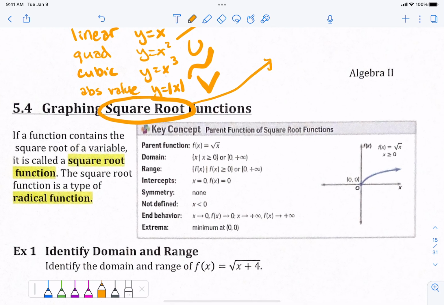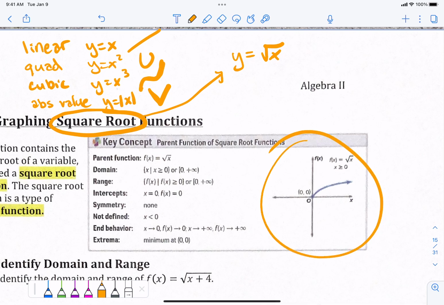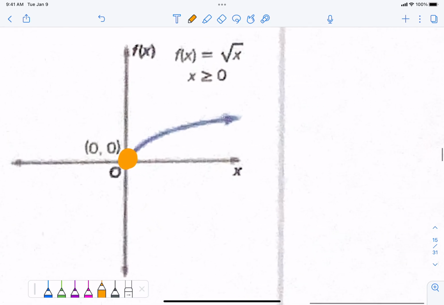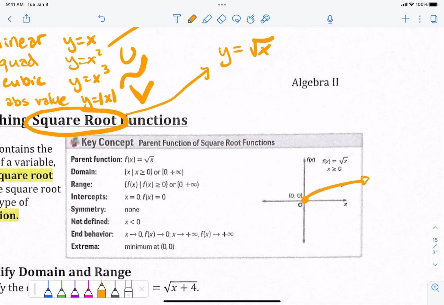A square root function looks like y equals the square root of x, right? The square root of x. And do you know what he looks like? If you use your resources. He starts at 0 and he does a little zippity thing, right? He starts there and he does a little zippity thing.